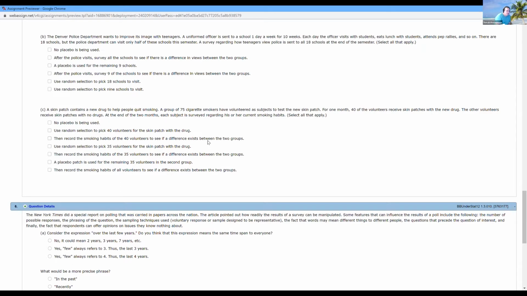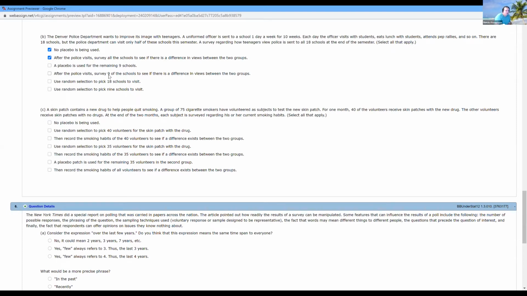The first thing says no placebo is being used. Would you agree in this story there isn't a placebo? You know if you're getting a policeman at your school, and you know if you're not. So no placebo. After the police visits, survey all the schools to see if there is a difference in view between the two groups. Yeah, I think that's what you do.